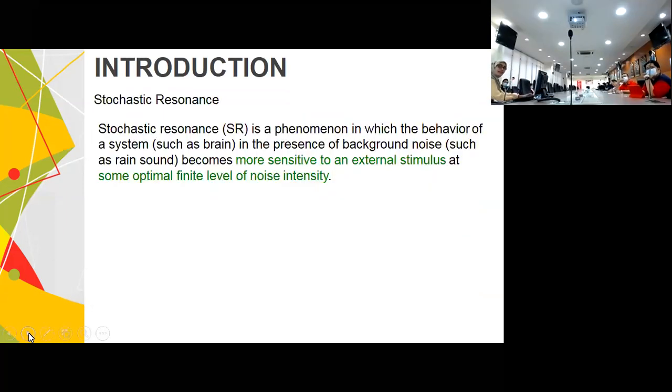So SR is a phenomenon. Stochastic resonance is a phenomenon in which the behavior of a system, and our brain is like a system, in the presence of background noise, such as a rain sound, all those soothing sounds, becomes more sensitive to an external stimulus. The external stimulus in this context is speech, at some optimal noise intensity. So together with noise, we incorporate SR. There are changes in auditory working memory in our participants.